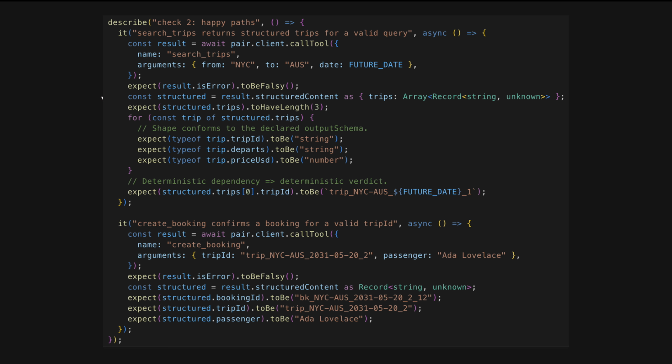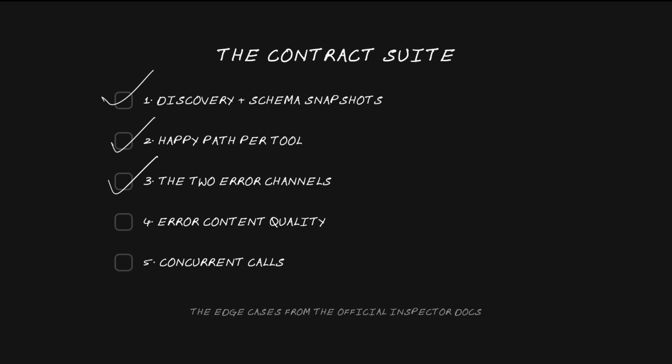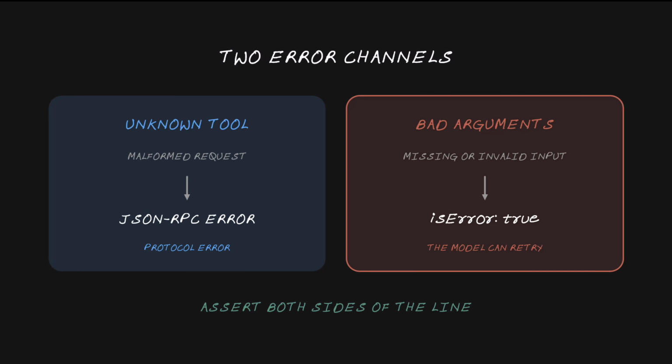So this is what the spec also recommends, that the results must conform. Next, check 3: bad inputs. And this is where most engineers get it wrong. The spec splits errors into 2 kinds. Calling a tool that does not exist is a protocol error. So here you will get a JSON-RPC error back.